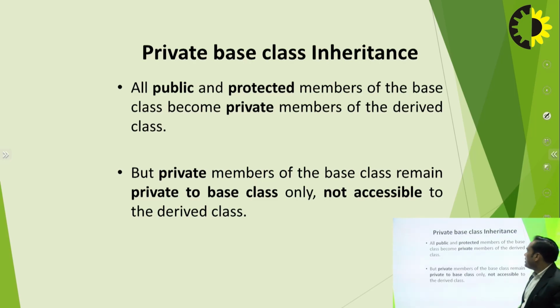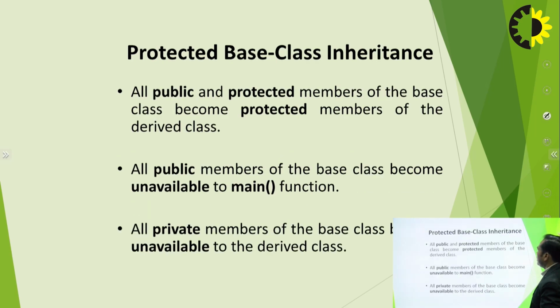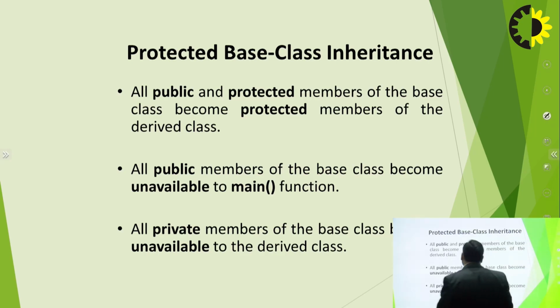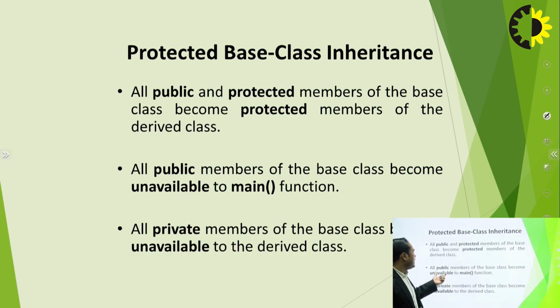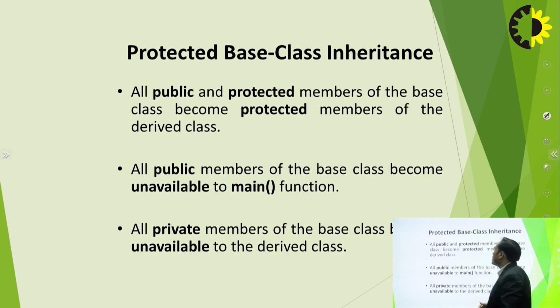Now the next one is private base class inheritance. So these are the private base class inheritance. Now I am going to discuss protected base class inheritance. All public and protected members of the base class become protected members of the derived class. All public members of the base class become unavailable to the main function. That is the main function. Now the last point is that all private members of the base class become unavailable to the derived class. So these are the properties of the protected base class.